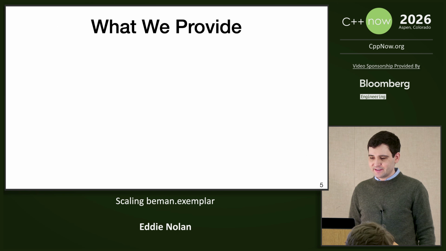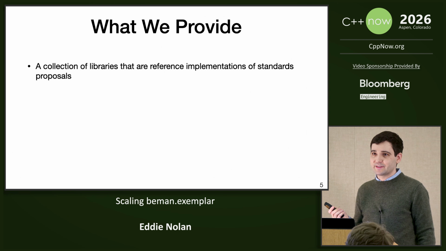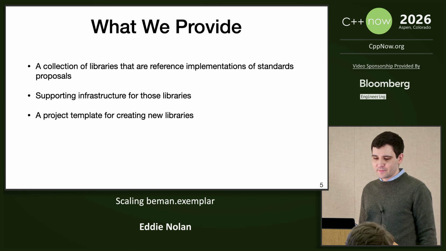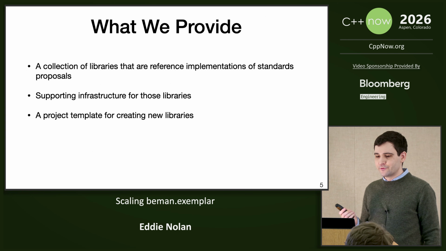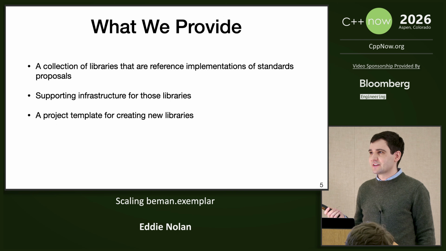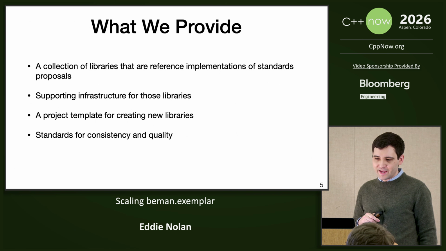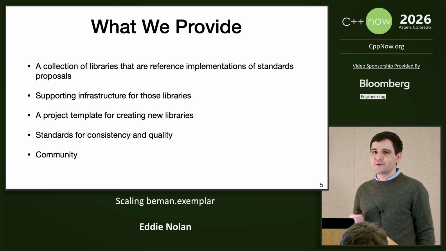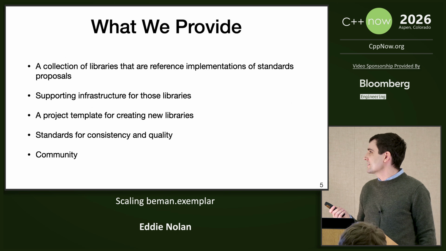So what the Beman project provides is a collection of libraries that are reference implementations for standards proposals. We provide the supporting infrastructure for them. We have a project template for creating new libraries, and beman.exemplar is the name of that template. We have a Beman standard, which enforces various standards for consistency and quality, for example, that all the libraries have to have examples and tests. And then we have a really great community of developers that help out with things like reviewing libraries and making sure that everything is in order.